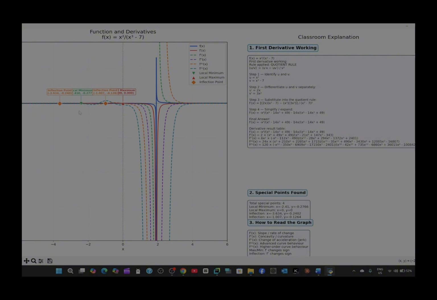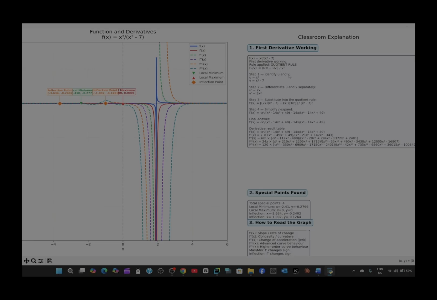Where is the local minimum? We see the local minimum, right? And the local maximum, right? That's how you can see it. And the inflection point. So the first derivative is working here. Look, this is the f(x) we have here. We just put it in, and first we work the quotient rule. What's the quotient rule? Remember the formula? (u'v minus uv') all divided by v squared.